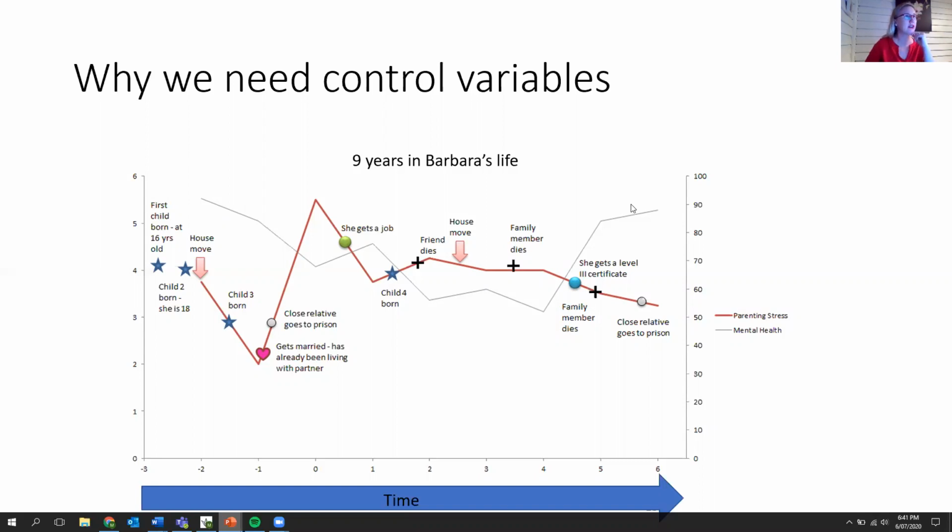The gray line would be mental health levels, okay? And we could, in a study, we would perfectly operationalize this so the reader would know exactly how we're measuring it. And our red line could be parenting stress, all right? So we can see trends. Things go up and down over a period of 9 years. So do these two lines cross over? Do they predict a change in one of the other?